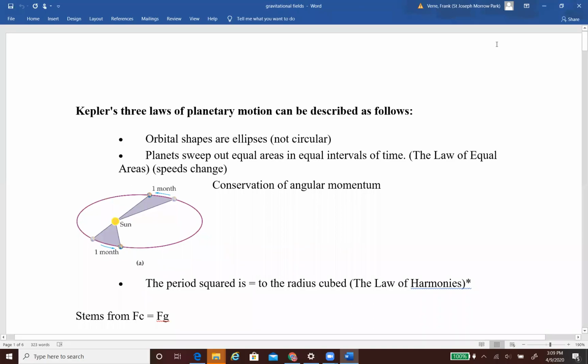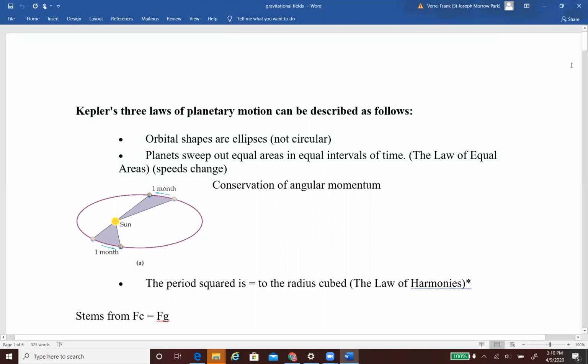Okay, so let's look today at chapter 6 in your book, the Nelson book. We are going to look at two things really. One is Kepler's 3 laws, and then we're going to tie it in or talk about gravitational fields. Okay, so the first one is a study of how planets move around the sun.